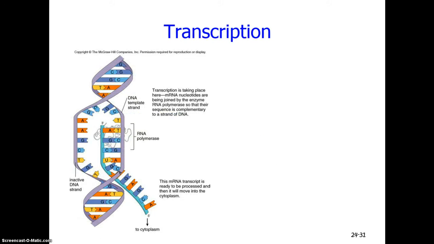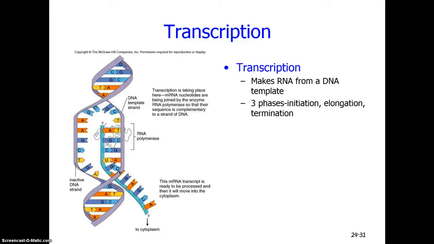Okay, so let's talk about transcription. Transcription makes an RNA copy from the DNA template. There are 3 phases: initiation, elongation, termination. If you take a look at this picture over here, it says transcription is taking place here. mRNA nucleotides are being joined by the enzyme RNA polymerase. RNA polymerase is this stringy thing back here.